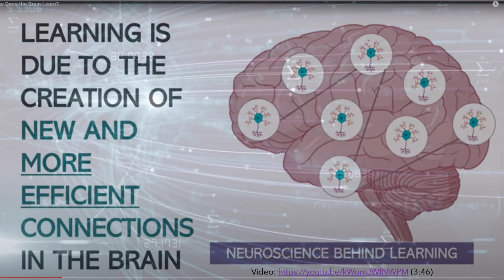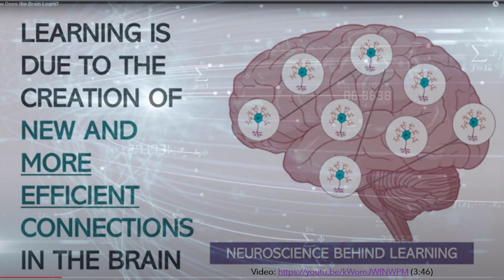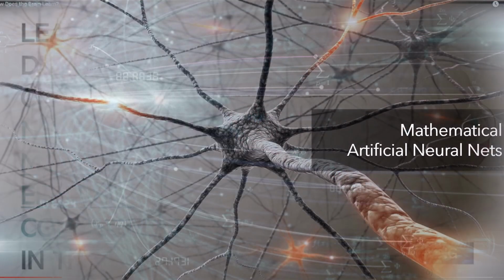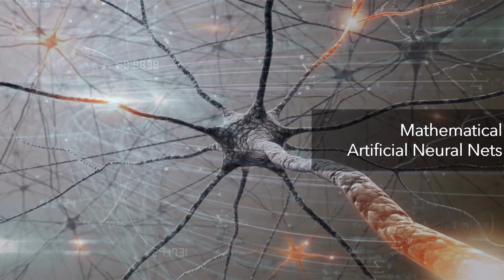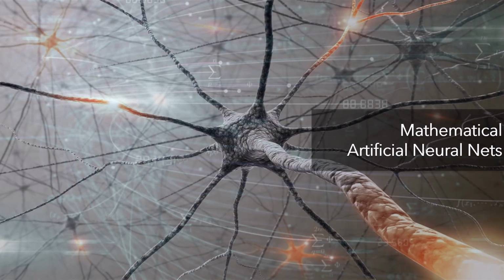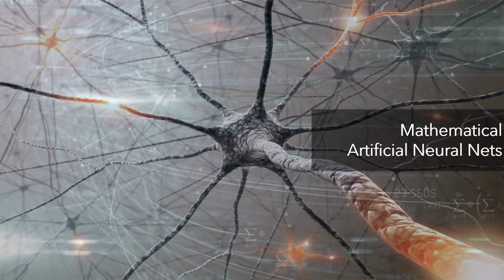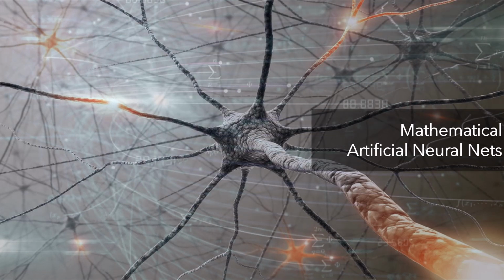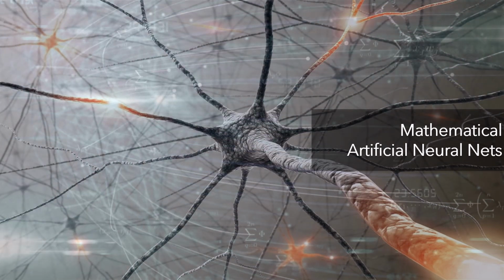Cross-decomposition can be said to be a smarter scheme, due to the creation of new and more efficient connections in the artificial brain. To handle the concept of mathematical intelligence, Hai developed the concepts of mathematical artificial neural nets, MANN, which complement the concepts of artificial neural networks, ANN.